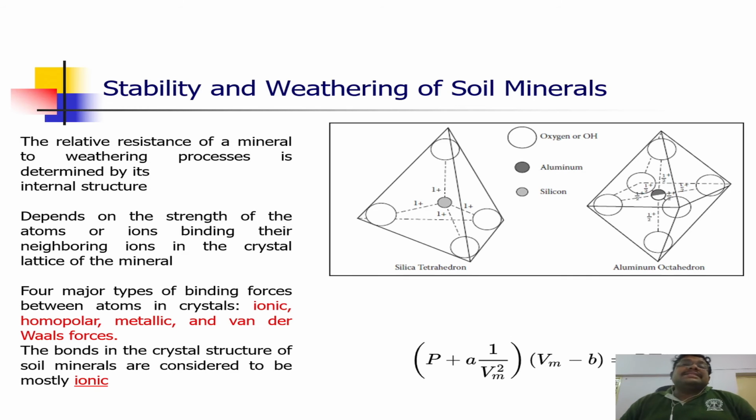Now, regarding the stability and weathering of soil minerals, remember that the relative resistance of a mineral to weathering processes is determined by its internal structure, and it depends on the strength of the atom or ion binding their neighboring ion in the crystal lattice of the mineral. Now, there are four major types of binding forces between atoms in the crystal. You can see one is called ionic, then second is homopolar, then metallic and van der Waals forces. Now, the bonds in the crystal structure of the soil materials are considered to be mostly ionic in nature.